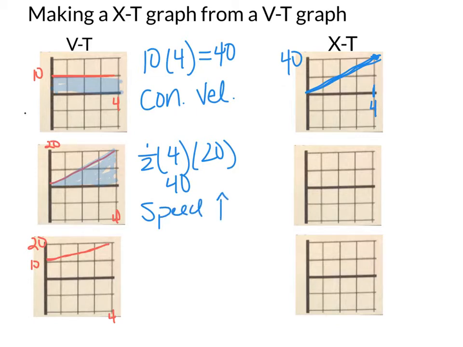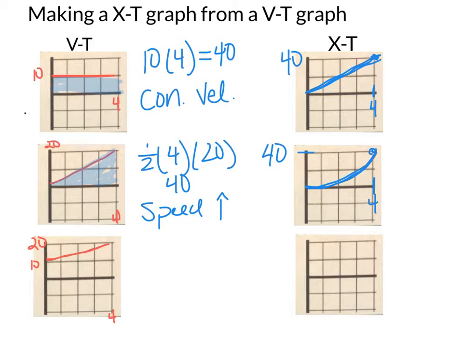So on my position time graph, I'm keeping that same time interval of 4 seconds. I'm again going to reach a height of 40, or a distance of 40, because that's my area. So I'm going to end there. And then instead of a diagonal line like I had in the graph above, I now need a curve because I'm speeding up. And a curve that's speeding up in the positive direction is going to get steeper at the end and go up like this.